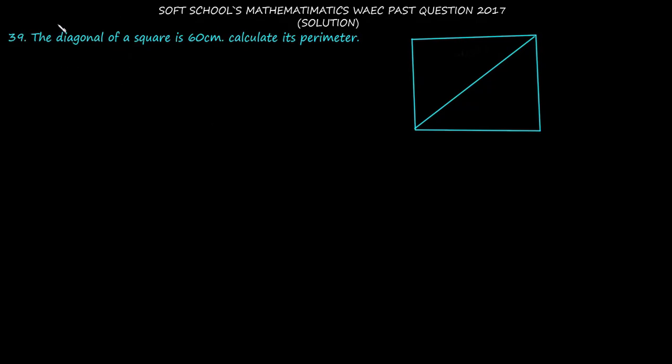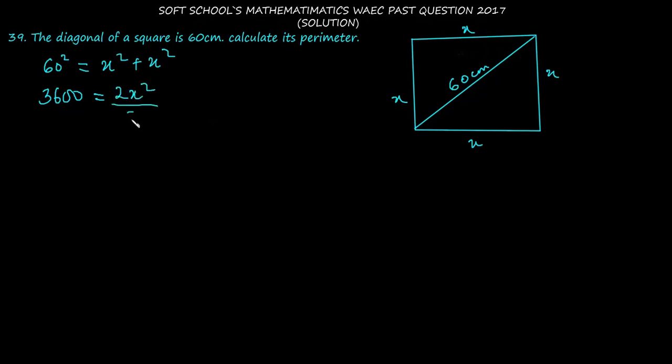Question 39. The diagonal of a square is 60 centimeters. Calculate its perimeter. We say this is 60 centimeters, and we are looking for the perimeter. A square has 4 equal sides, but we want to find each side x. So we use Pythagoras theorem to find x. We say 60 squared is equal to x squared plus x squared. Now 60 squared is 3600.